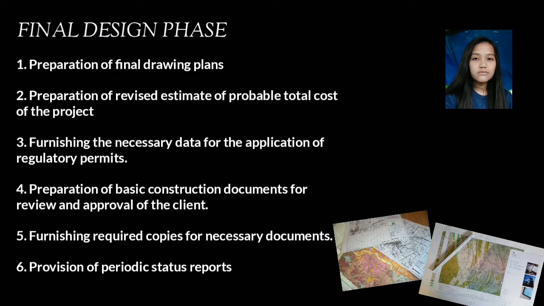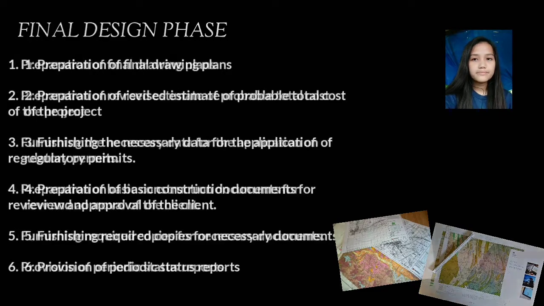Final design phase. After approval of preliminary design, basic services for final design are as follows. The preparation of final drawing plans, revised estimate of probable total cost of the project, furnishing the necessary data for the application of regulatory permits, preparation of basic construction documents for review and approval of the client, furnishing required copies for necessary documents, provision of periodic status reports. At this point, it's the finishing touch of the services done in the last two phases. Specifically, in this phase, the required copies for necessary documents must be prepared for the project to move forward.